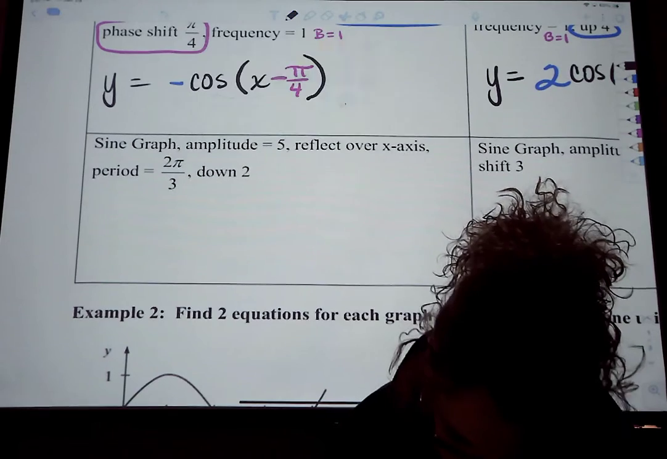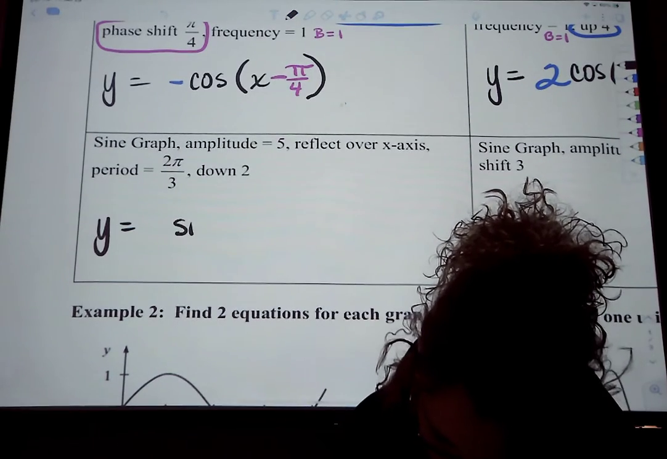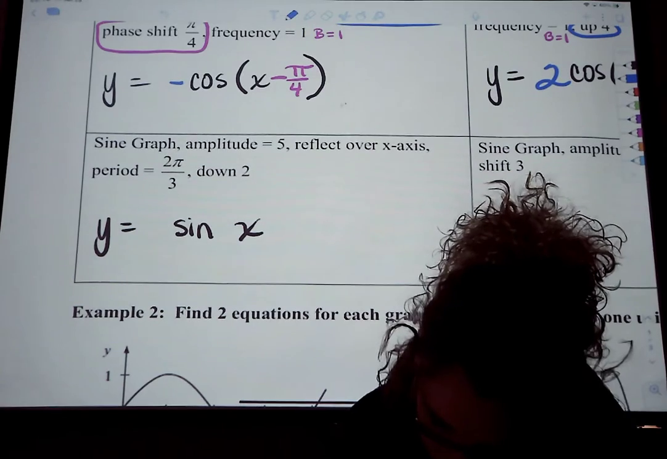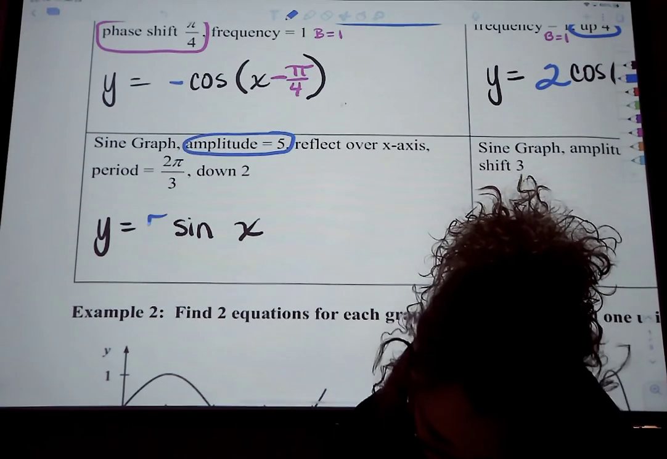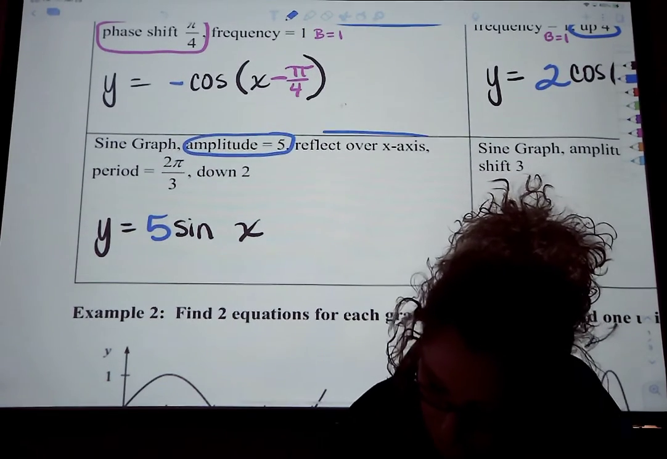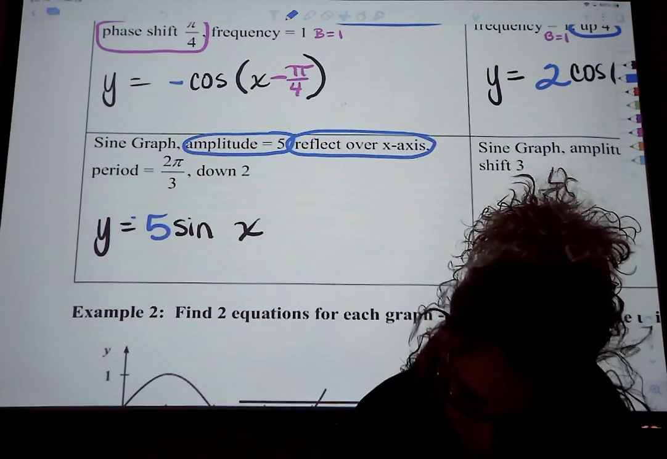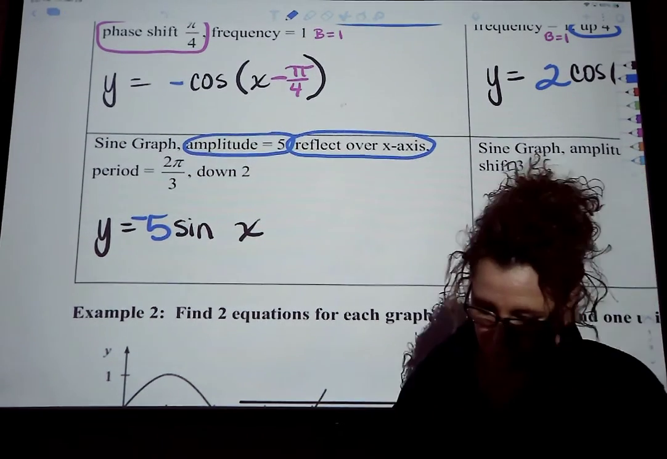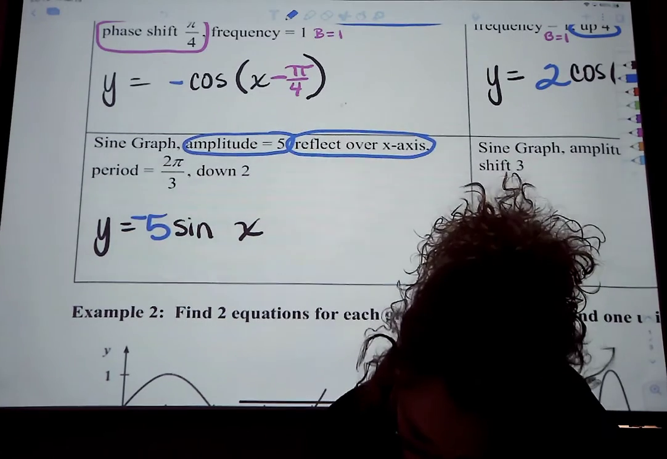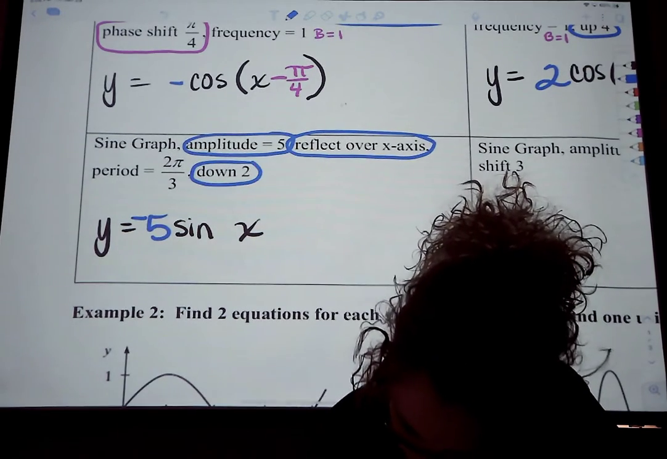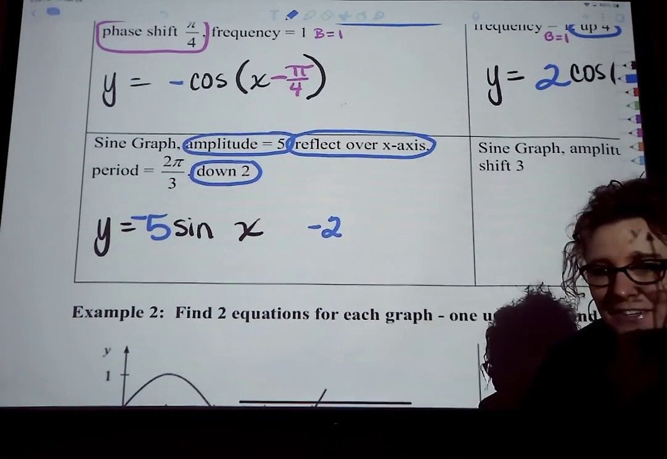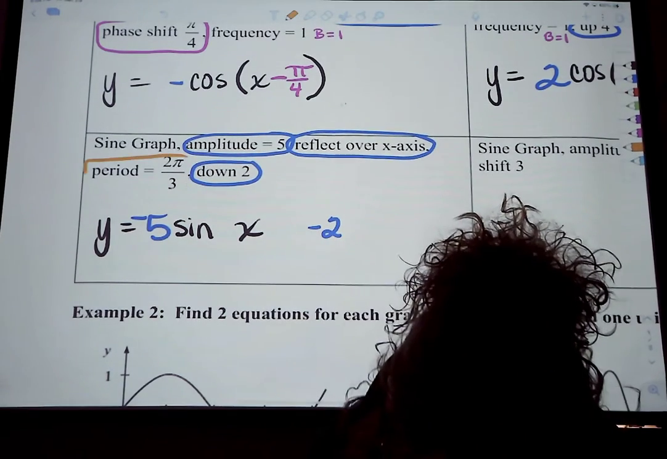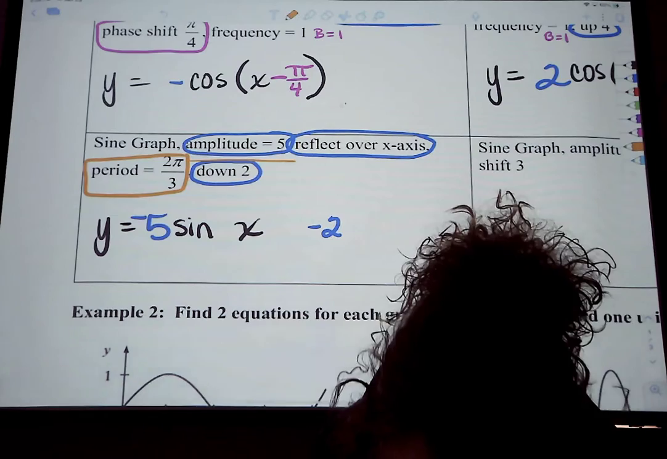Next one, sine graph. Y equals sine. There's got to be an X in there. The amplitude is 5. You need that. Reflect over the x-axis. You need that. The period is 2 pi over 3 and it goes down 2. Okay, so I'm going to go ahead and take care of that one. Now let's work on this. The period is 2 pi over 3. That's going to take some work.